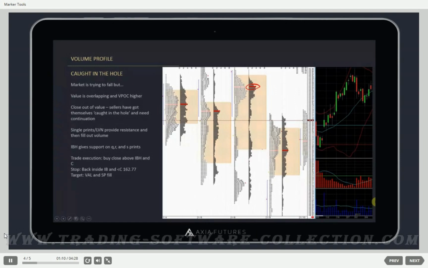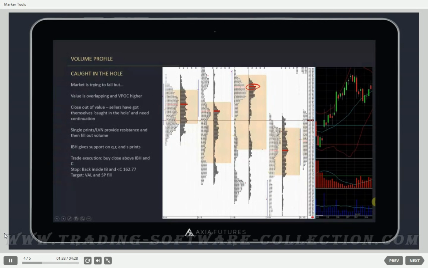What does this tell you? The lack of volume into the close means that it is generally weaker participants that have driven the price down late on in the market, and they're closed down there. They now have got themselves caught in the hole, and what they need is continuation the next day. They need to see the market continue to come off.